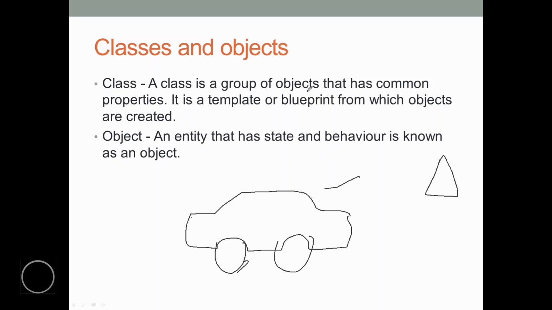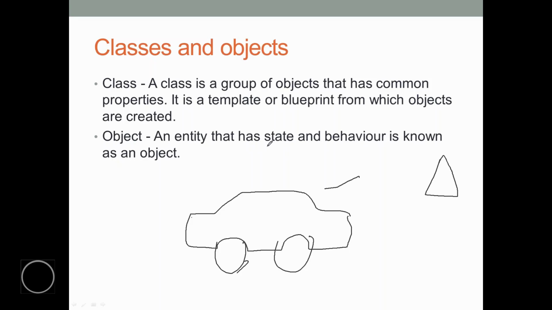Okay, so that is class. A class is a group of objects that has common properties. Just imagine the example of a car. It's a template or blueprint from which objects are created. Object, an entity that has state and behavior, is known as an object.